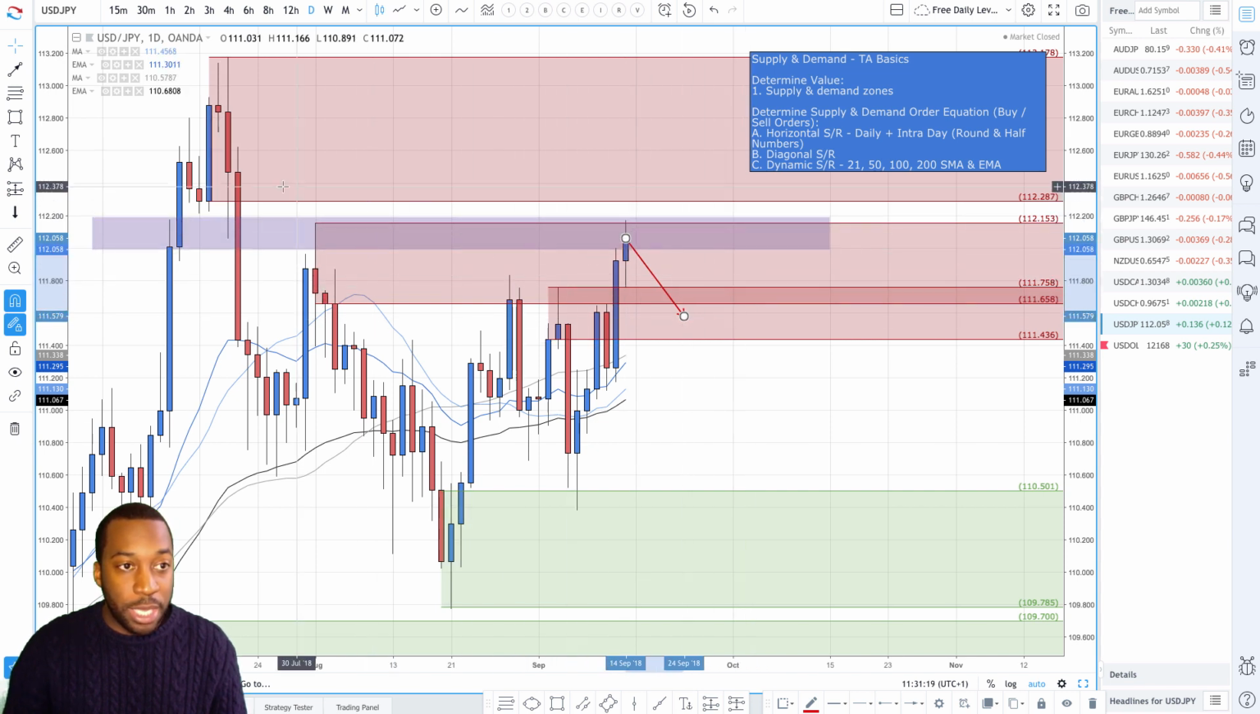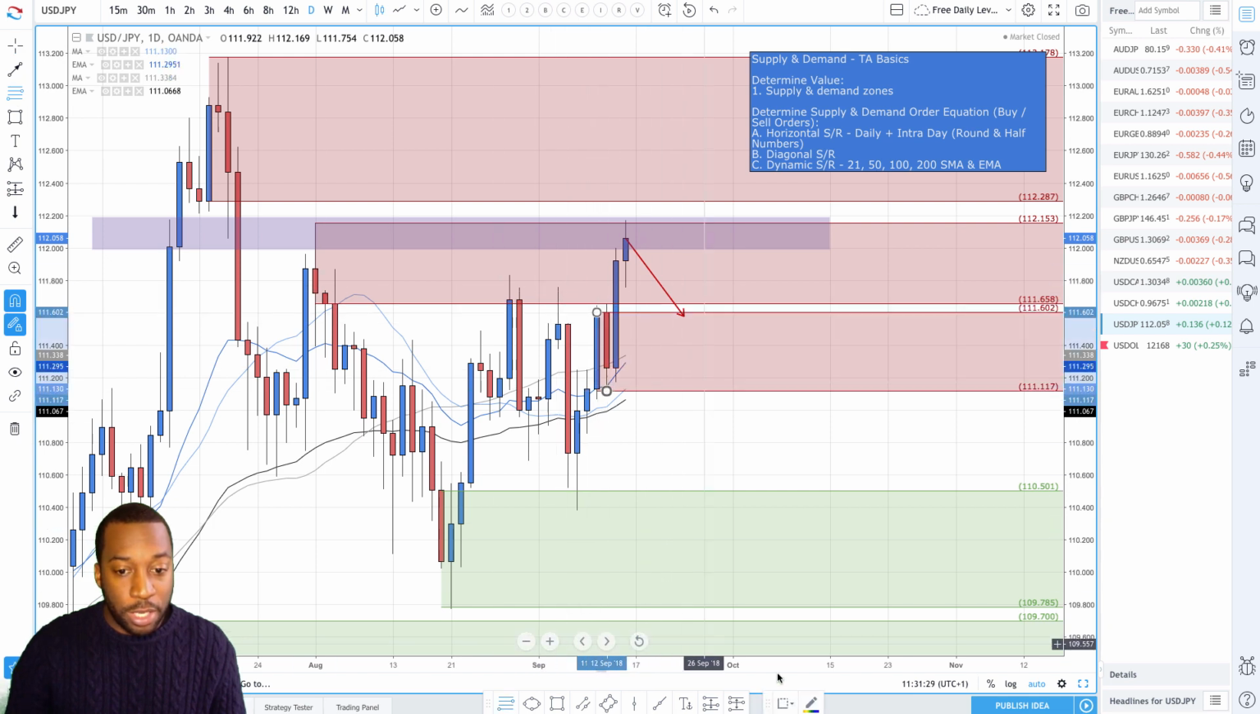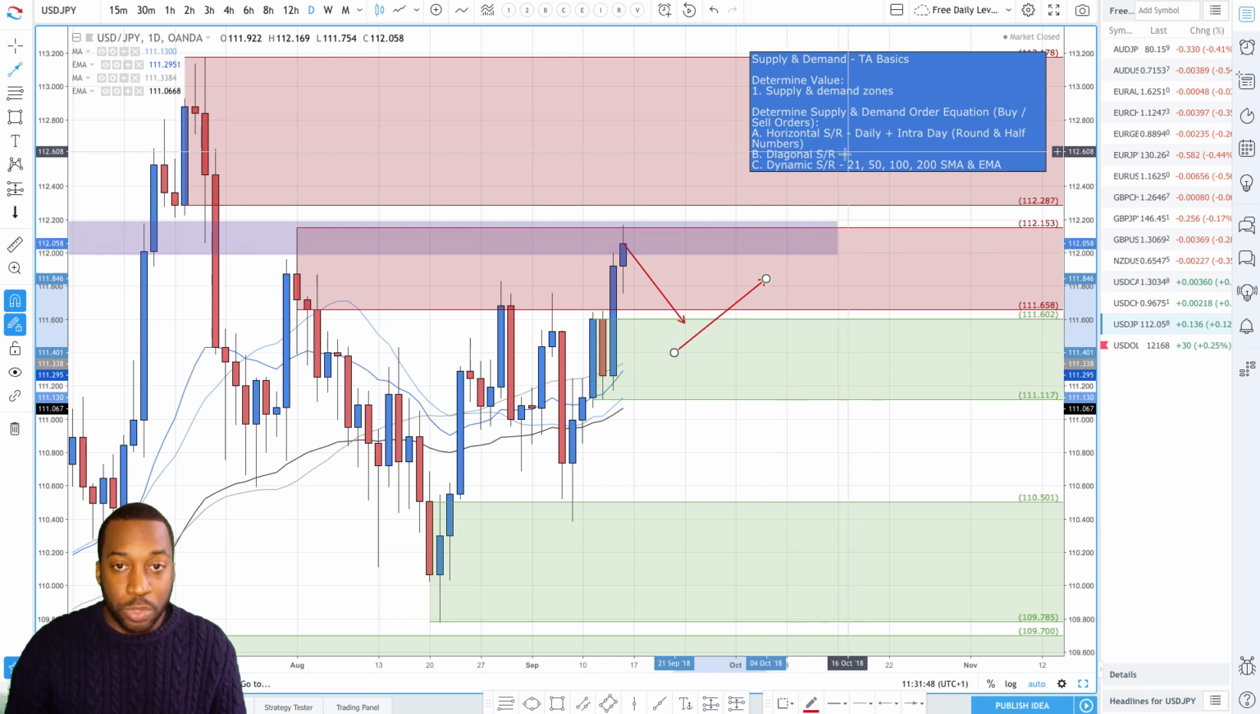If we're looking to be a buyer, then we have a new demand zone right here, as we've created a higher high, higher low demand zone, right? And if prices do come back down here, and you want to take advantage in this demand zone, if you think that the dollar is going to strengthen against the yen, this is where you'd be looking for your buy trades, and then you would apply the supply and demand order equations.